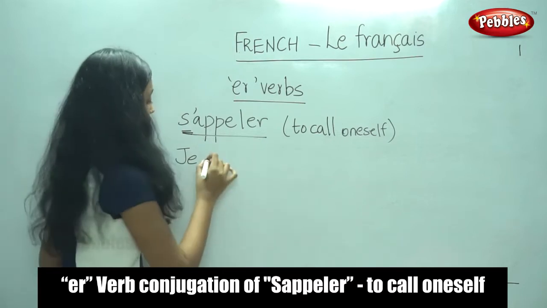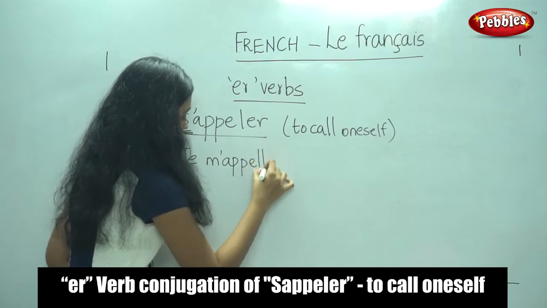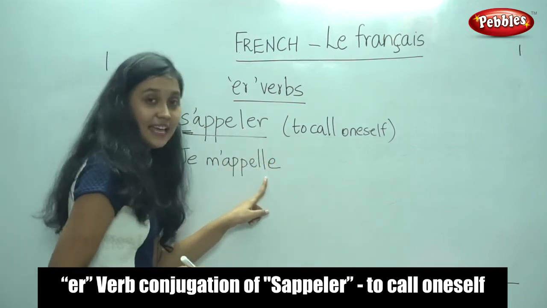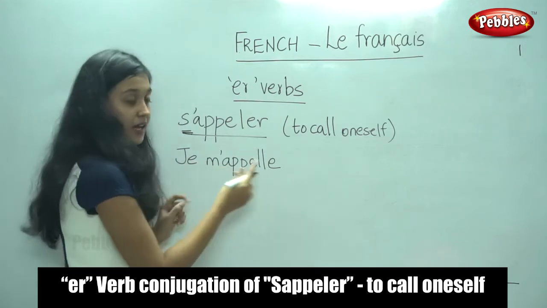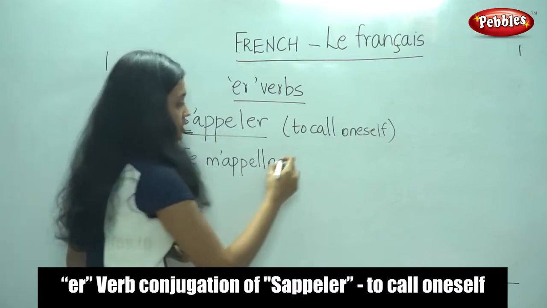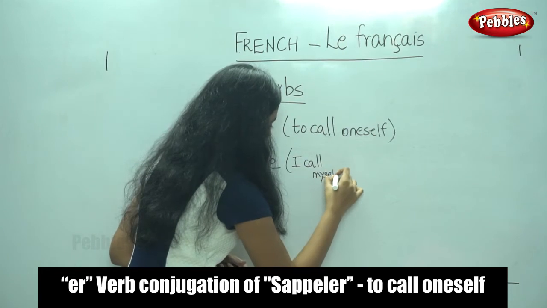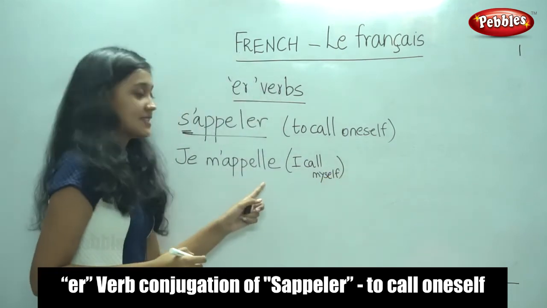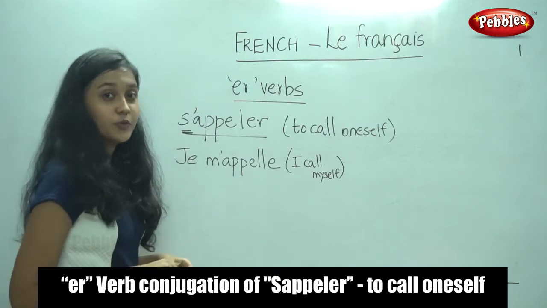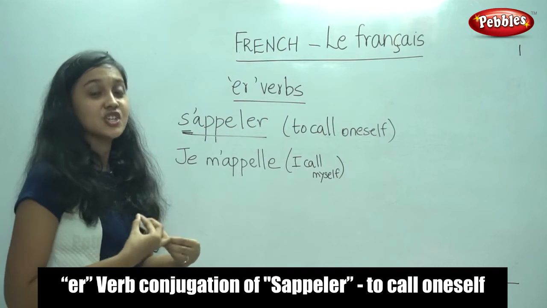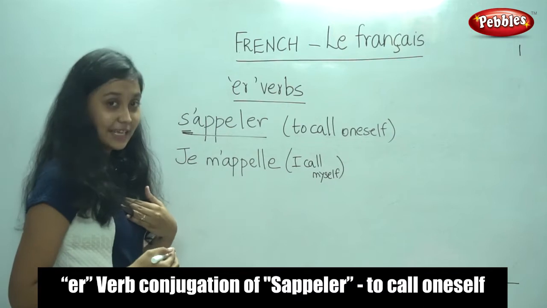For je, we say je m'appelle. There is an extra L here. So that is the change we are going to make. So je m'appelle, I call myself. We have already used this expression. Do you remember where? Yes, in présentez-vous. When we were presenting ourselves, we said je m'appelle. It means I call myself or my name is.